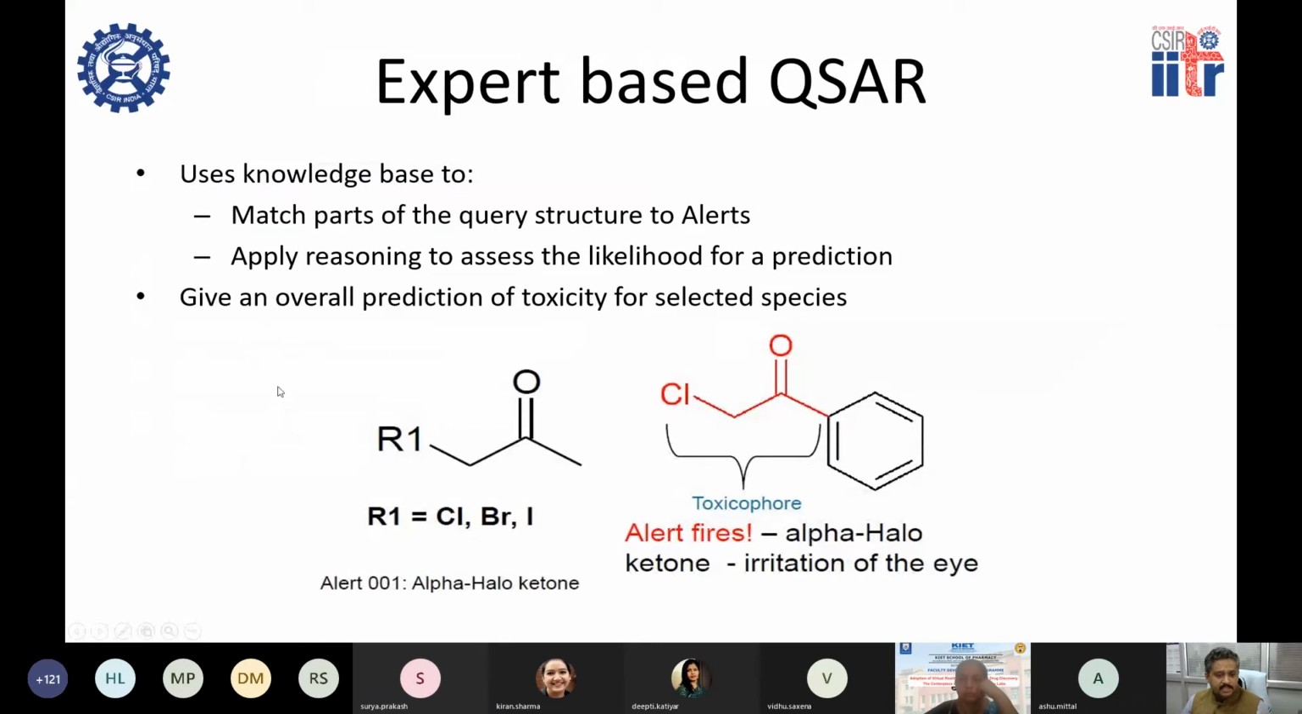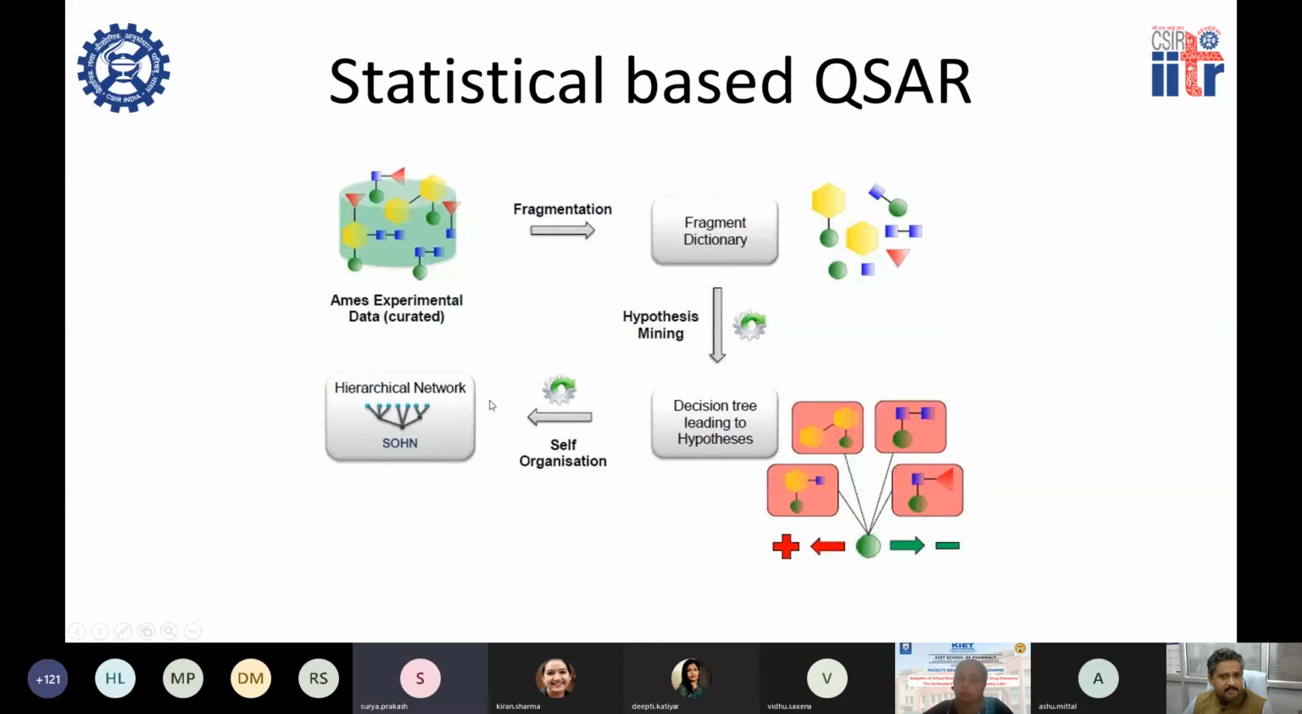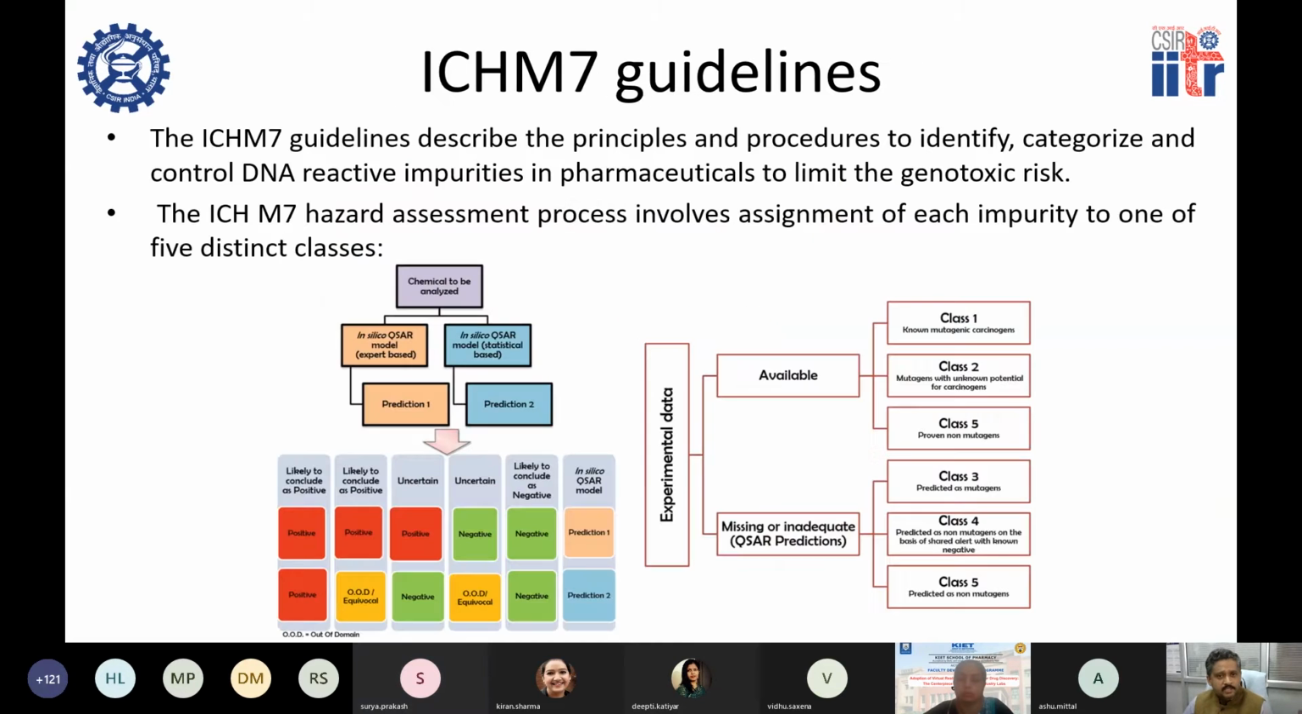As I said, with expert-based tools, mainly we are focusing on toxicophore-based approaches. As I said, it's pharmacophore-based models also, pretty much what we are trying to cover here. If the matching part of the query structure is found, then it will give you an alert. The statistical based model uses the data sets available based on your query, builds a network, gives you a decision tree, and that will provide the data for your prediction.